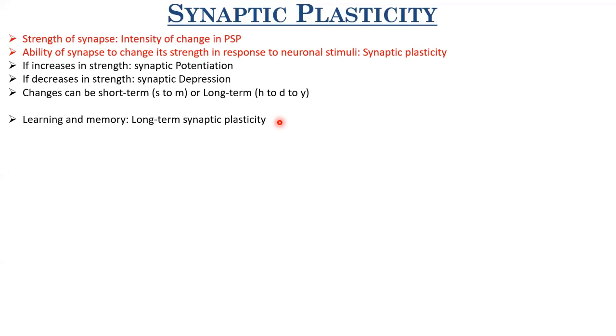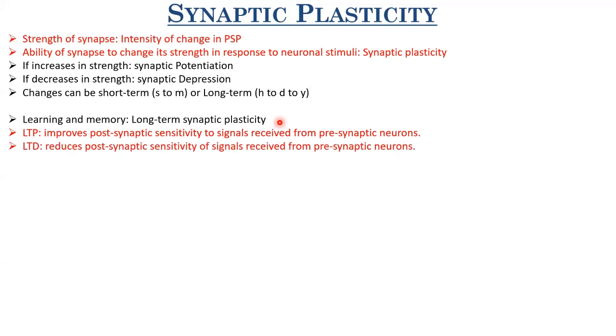Now, what this LTP does is it improves the postsynaptic sensitivity to the neuronal signals that it is receiving from the presynaptic neurons. So if this strength is increased, then your postsynaptic neuron will be more sensitive, and it will process the information that it receives from the presynaptic neurons in a much better way, since it's amplified by the synapse connecting the presynaptic neuron to the postsynaptic neuron. And similarly, the opposite happens in long-term synaptic depression.